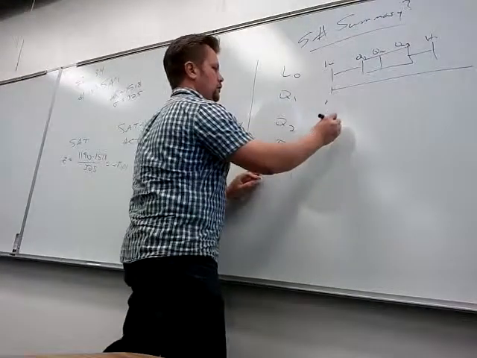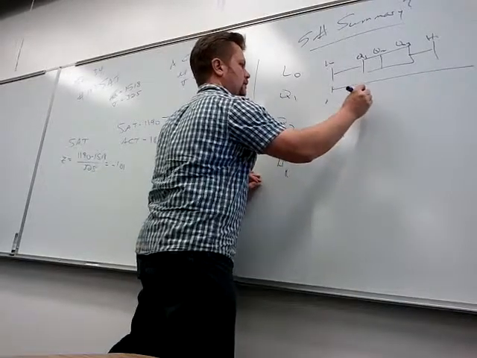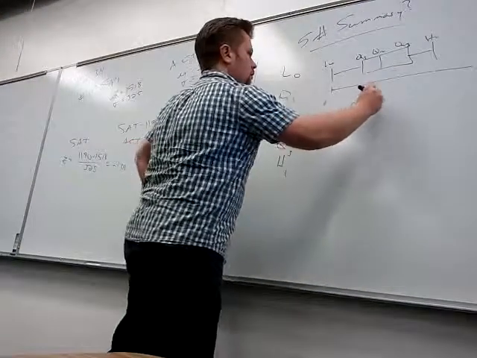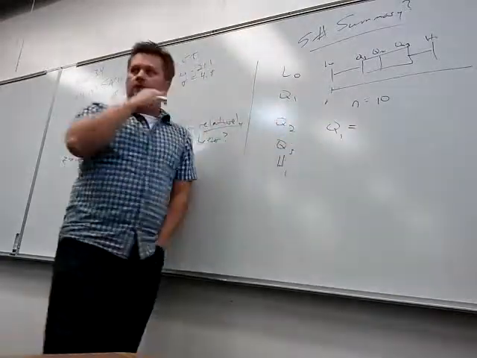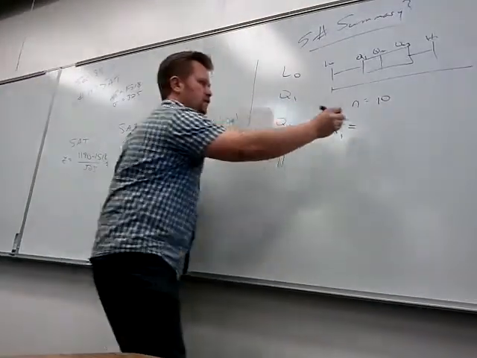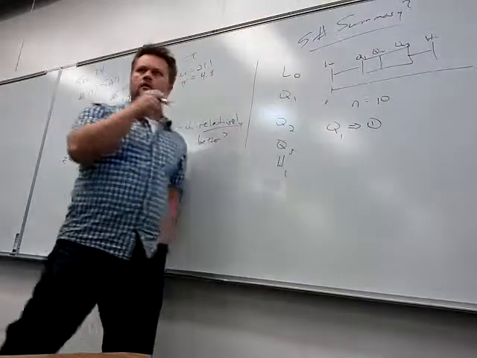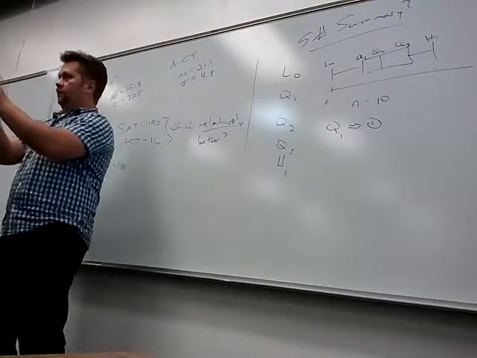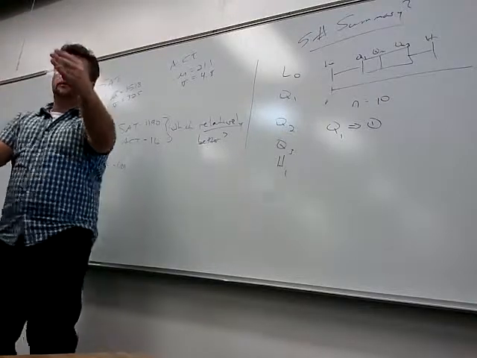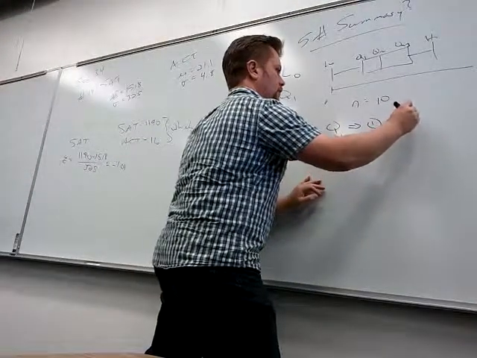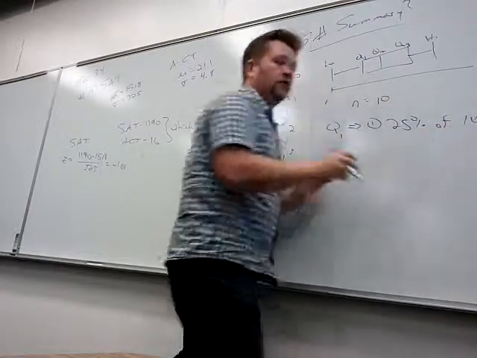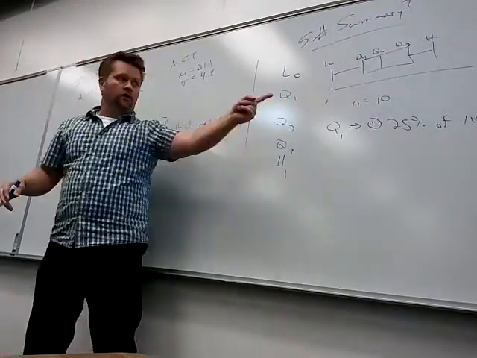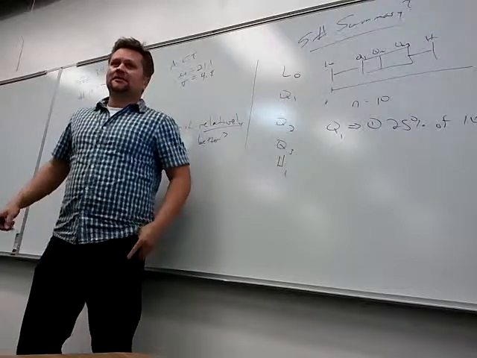How would you find Q1, considering in this case, how many data points are there? 10. How would you find Q1? What's the first step? What does Q1 mean? Yeah, 25% of the way in. So I want to go 25% of what? Of 10. I want to go that far into the list, a quarter of the way into the list. What is 25% of 10? 2.5.